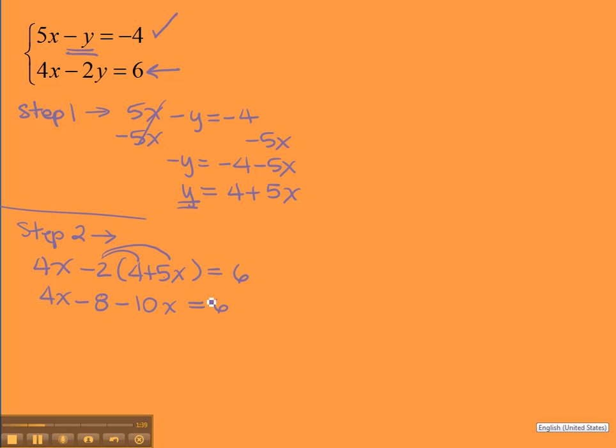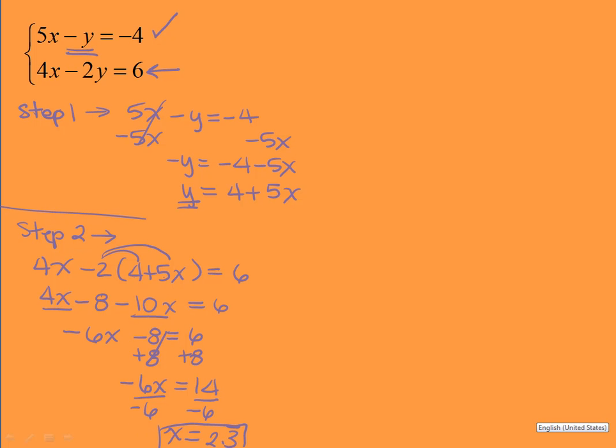Okay, and I just carried down the equals 6. Now I need to combine all my like terms. So we have a 4x and a negative 10x. So that's going to be negative 6x. I'm going to add 8 to both sides because we're trying to get x completely by itself. So we have negative 6x equals 14. My last step is to divide by 6, I'm sorry, negative 6. And so x is going to equal 2.3 repeating. And let me move that out of the way. Okay, so x is 2.3.